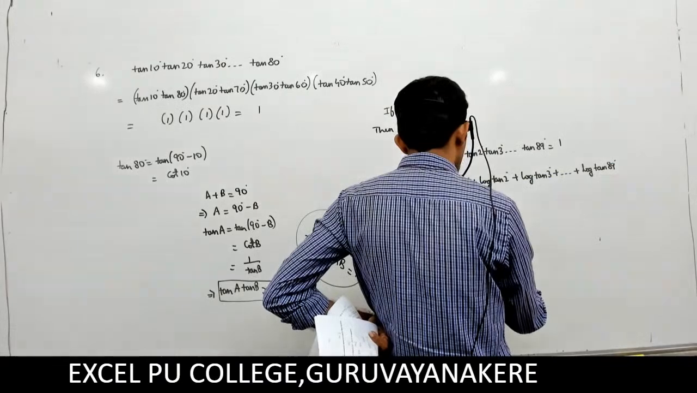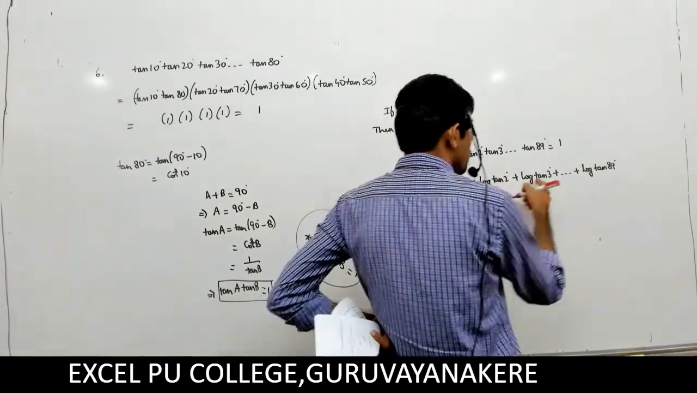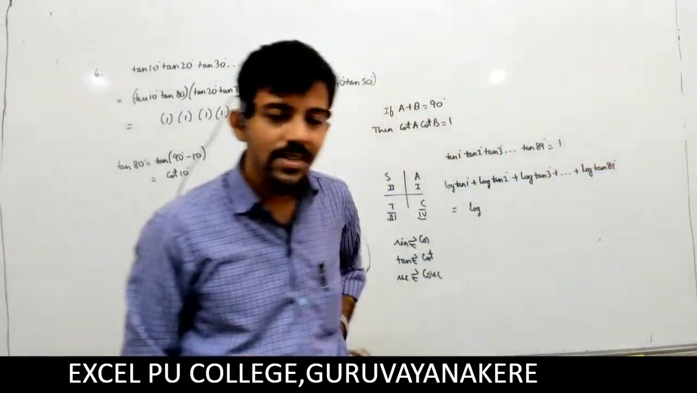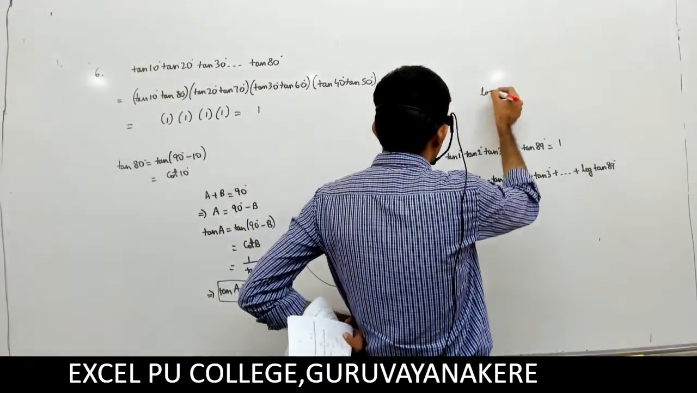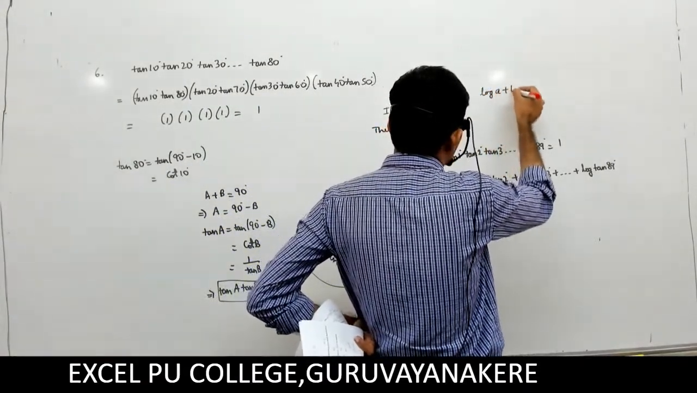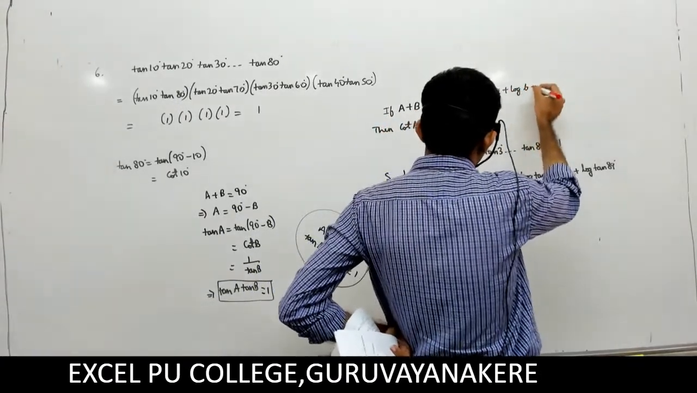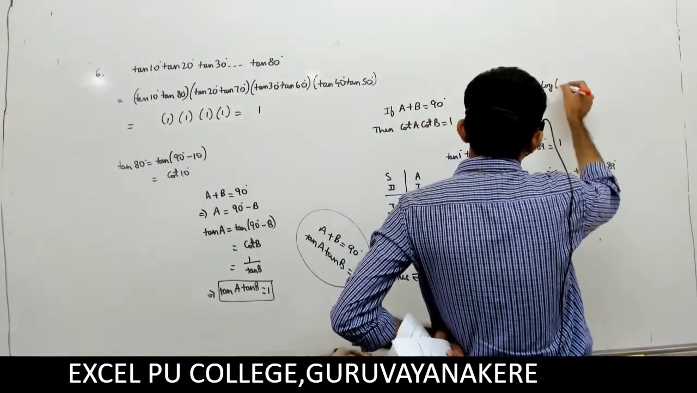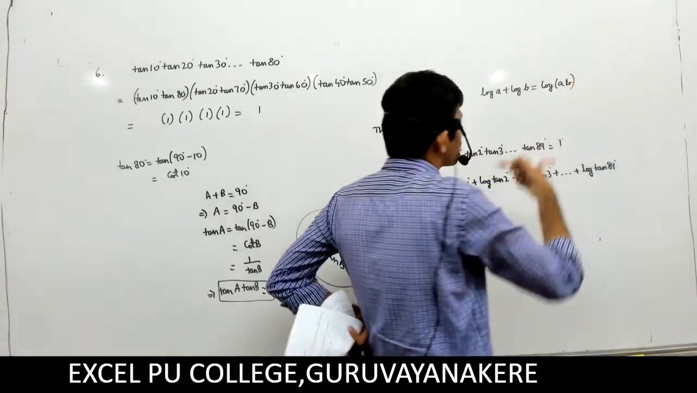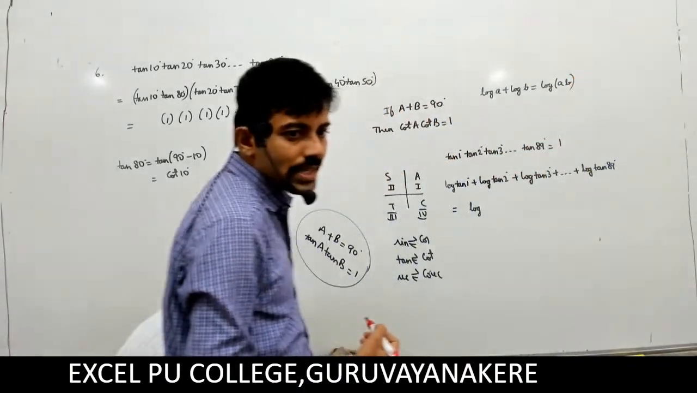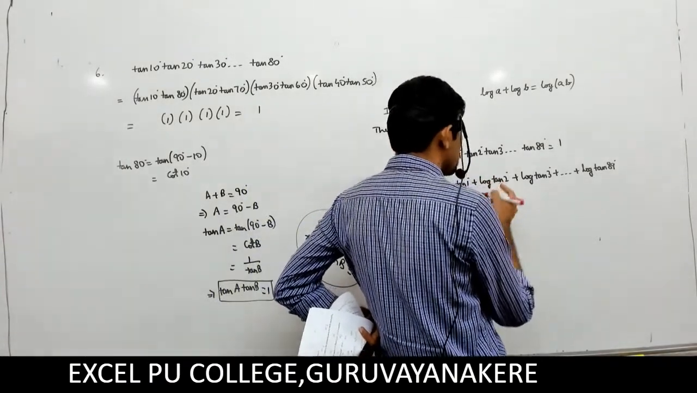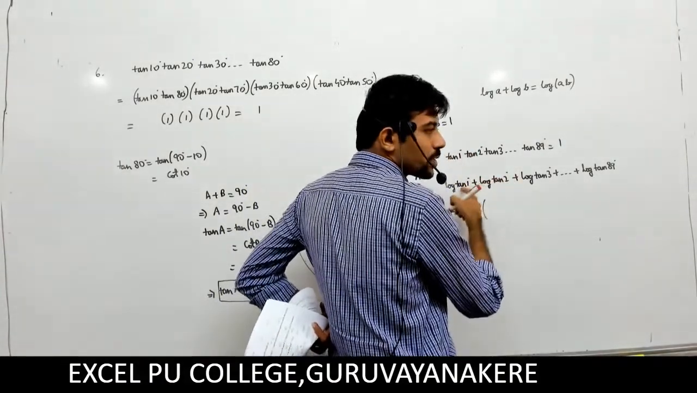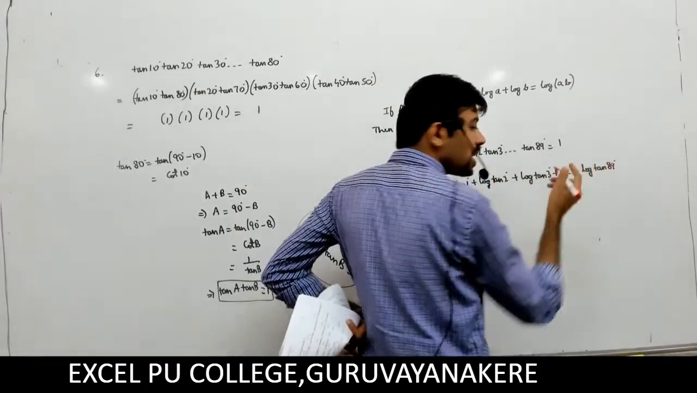This is equal to log of the product, right? Sum of the logs is log of the product. Log a plus log b is log of ab, by the properties of logarithms. So log of tan 1 plus log of tan 2 is log of tan 1 into tan 2.